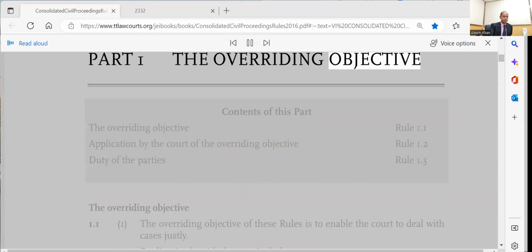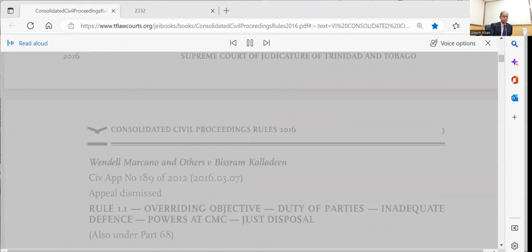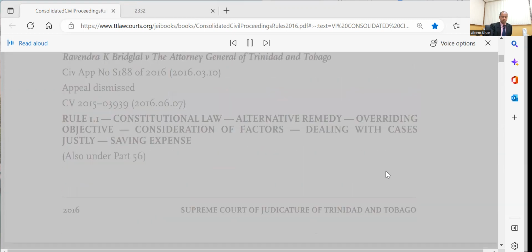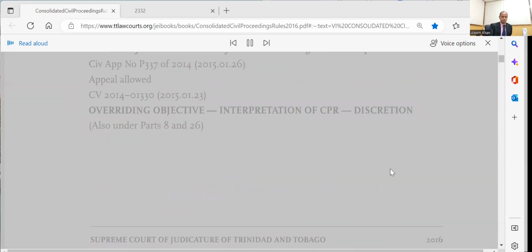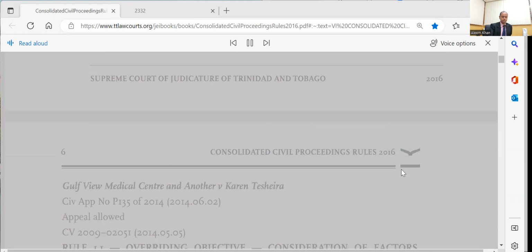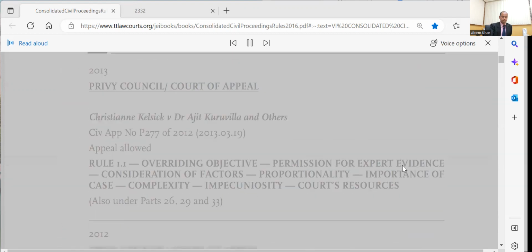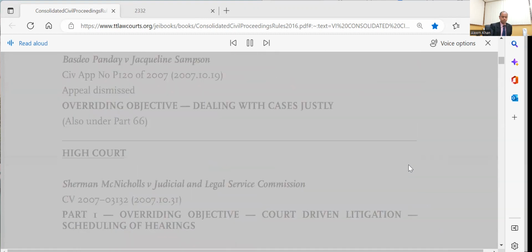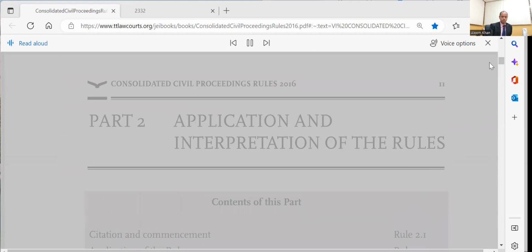Part 1 The overriding objective. 2016 Supreme Court of Judicature of Trinidad and Tobago. Consolidated Civil Proceedings Rules 2016. Cases. 2016 Privy Council. Consolidated Civil Proceedings Rules 2016.